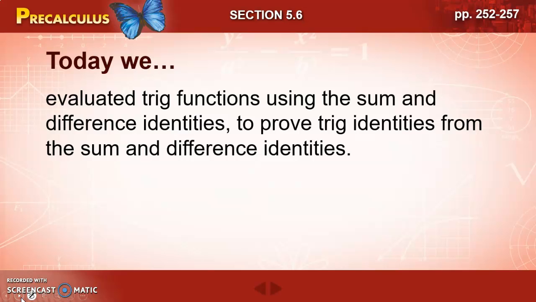All right, guys, this was a quick part 2, but today we evaluated trig functions using the sum and difference identities, the sine and cosine ones are four identities there that you need to know, and we used them to prove trig identities. So we proved a couple more trigonometric proofs, I struggle with that word, using identities from previous lessons as well as the sum and difference identities. If you guys have any questions, be sure to write those down and ask me next class.